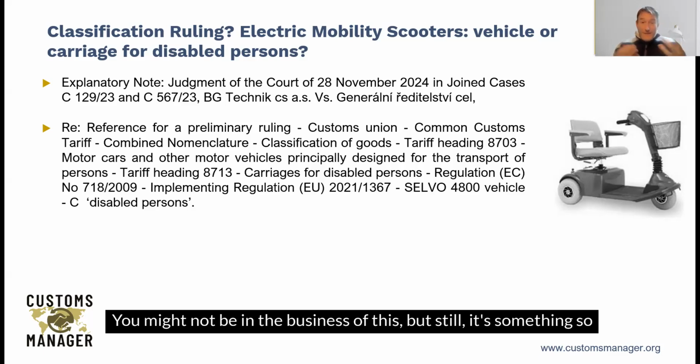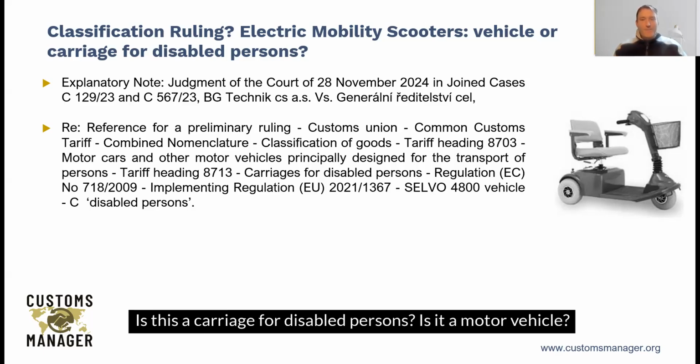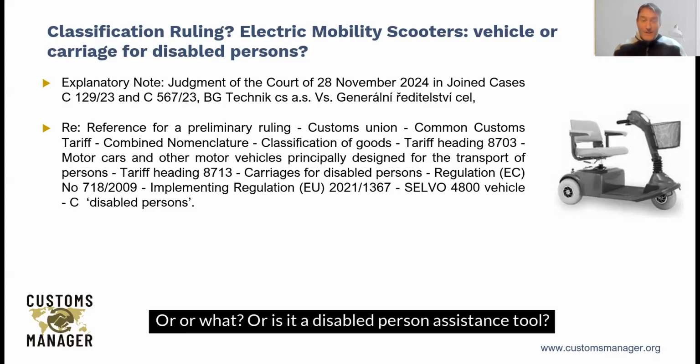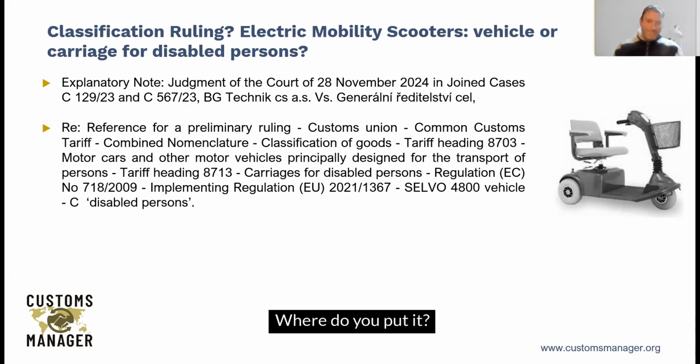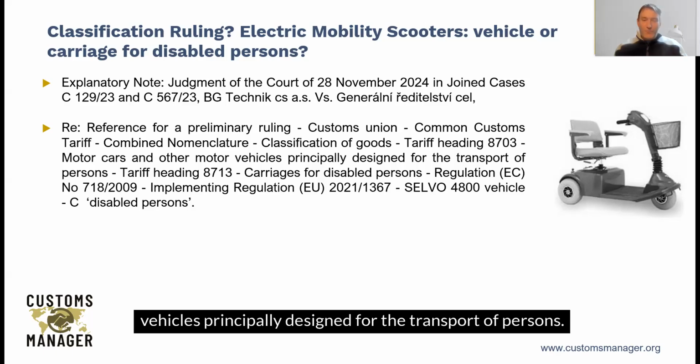You might not be in the business of this, but still, it's something so cool, because the question that we need to ask is, what is this product? Is this a carriage for disabled persons? Is it a motor vehicle? Or is it a disabled person assistance tool? Where do you put it? 8713, carriage for disabled persons, or motor cars and other motor vehicles principally designed for the transport of persons? Is that it?